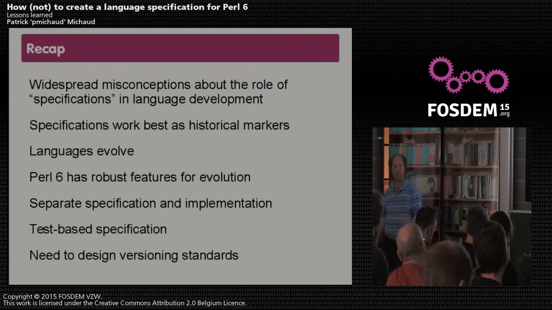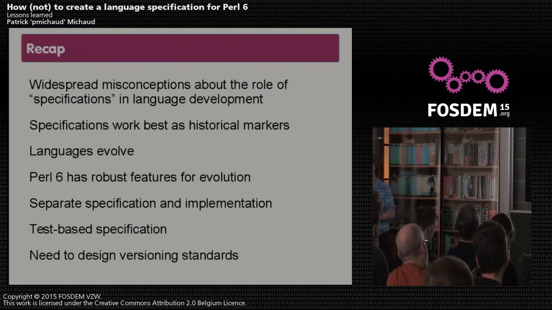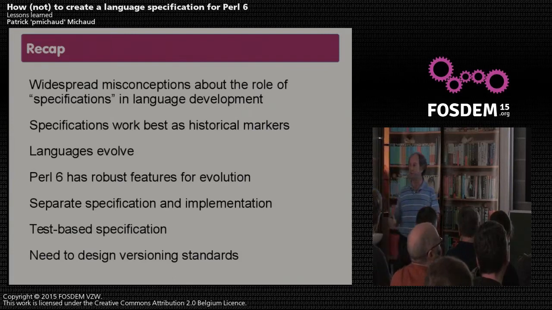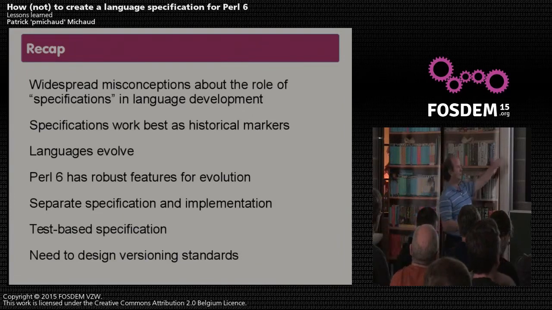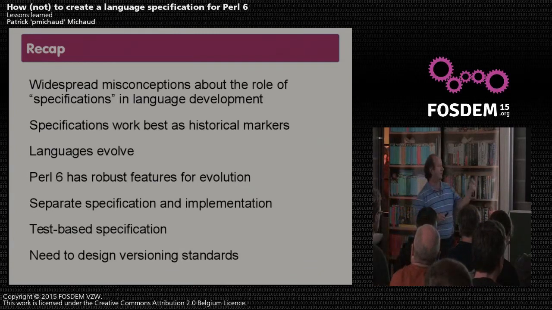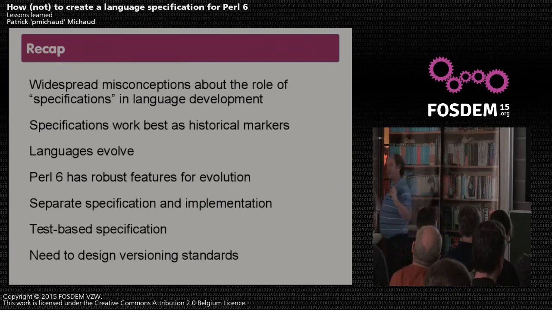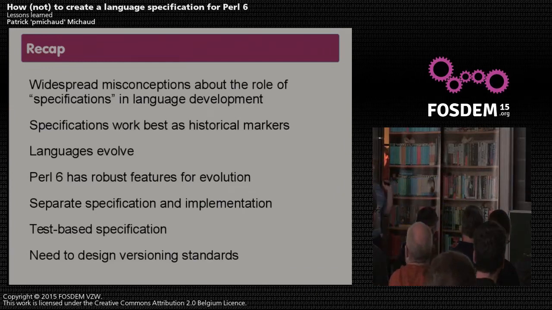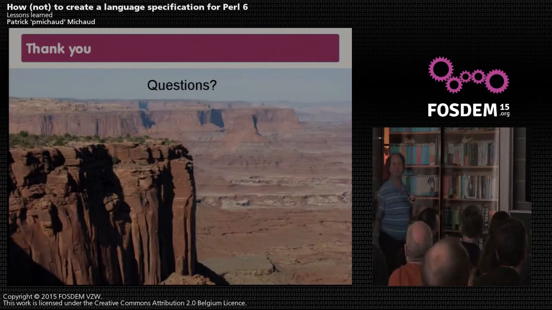Next, language design needs to recognize that languages evolve. That's very important. It's key, and I think it's something that sets Perl 6 apart from most other languages that have been developed, is how much effort has gone into handling the multi-decade evolution that we hope Perl 6 will begin. So Perl 6 has robust features for that. I think it's very key that we separate specification and implementation and maintain that separation. I like very much that we're doing test-based specification, and I really think we need to come up with language specification versioning standards. And so with that, I will take questions, if there are any.